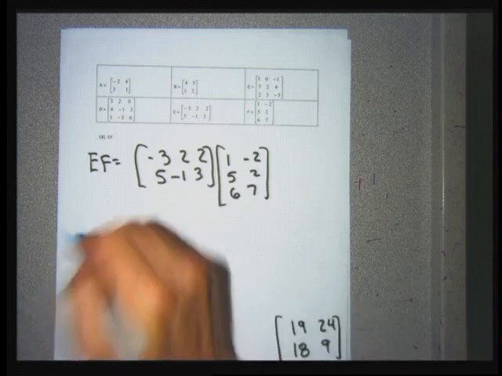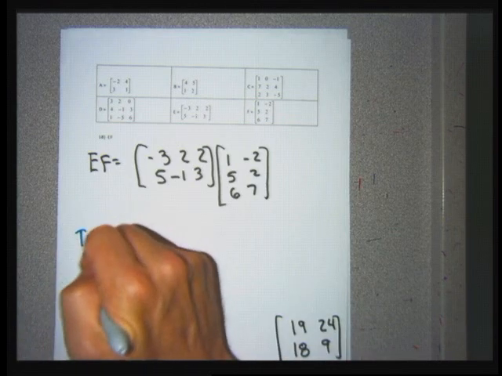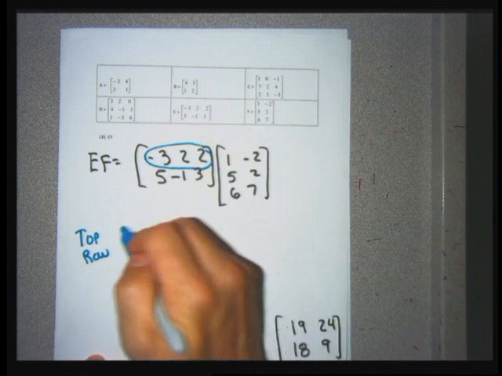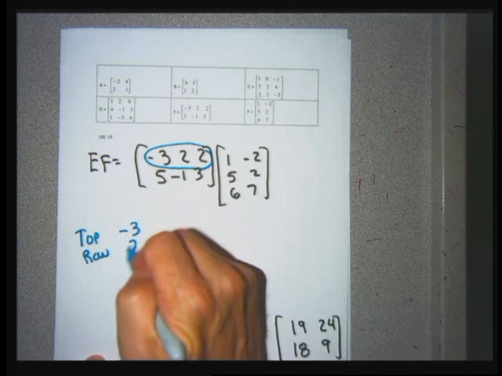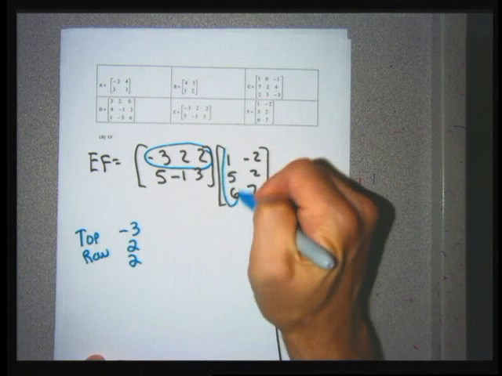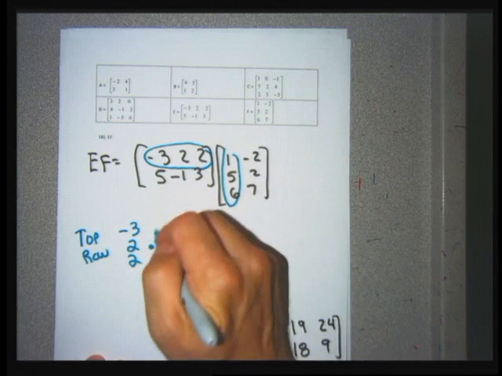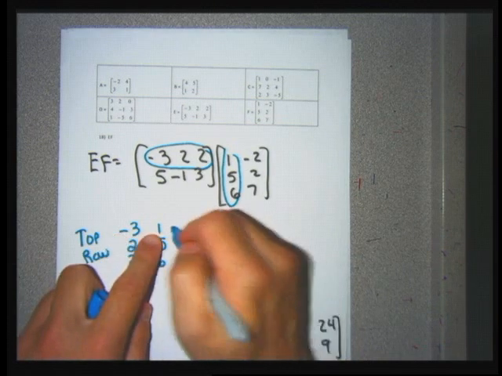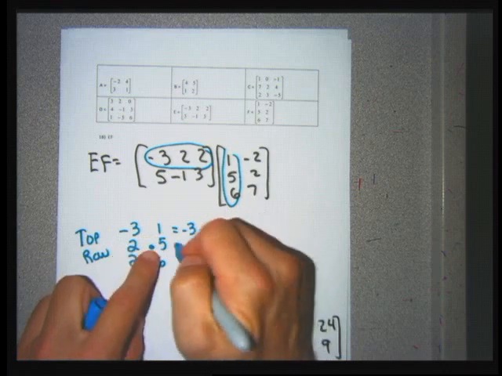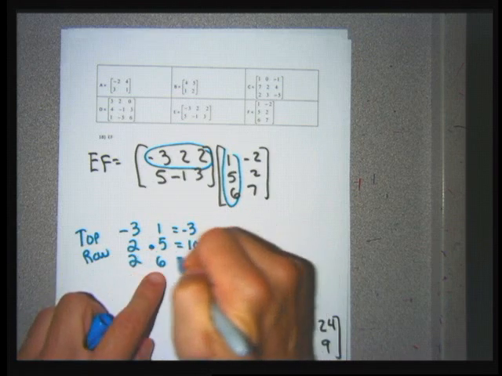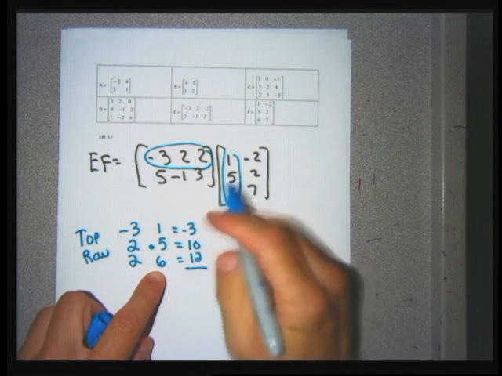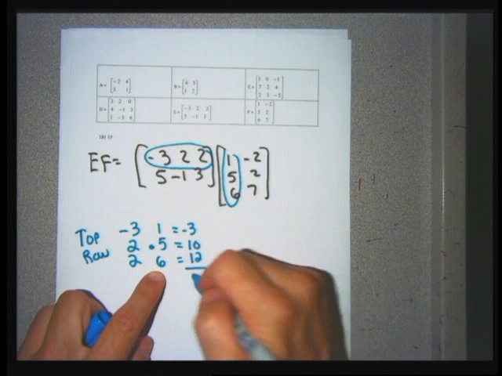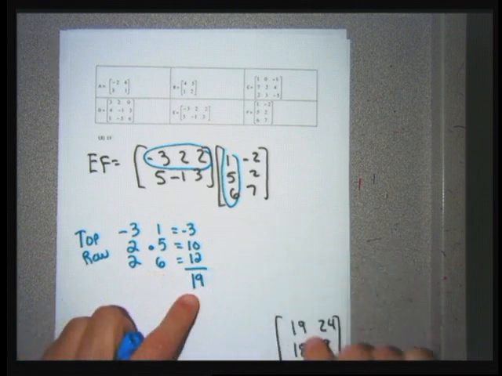First, I'm going to work on the top row of my answer. I use the top row of the E matrix, write it as a column. So I'm going to take that top row, write it vertically. Now pair it up against the first column in the next matrix. Put a times sign between because that's kind of what I'm doing. So I line these up. I'm going to go negative 3 times 1 is negative 3. 2 times 5 is 10. 2 times 6 is 12. I'm going to add negative 3 plus 10 plus 12. The 10 and 12 is 22 minus 3 is 19. That's the first part of my answer.